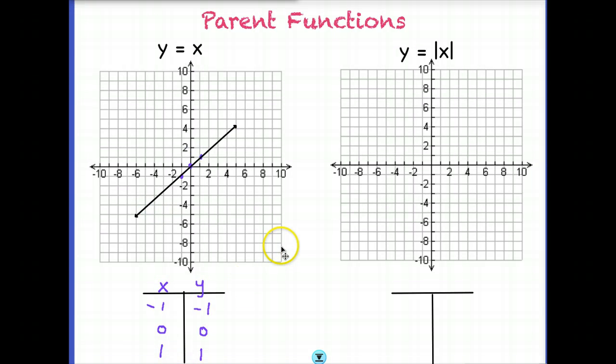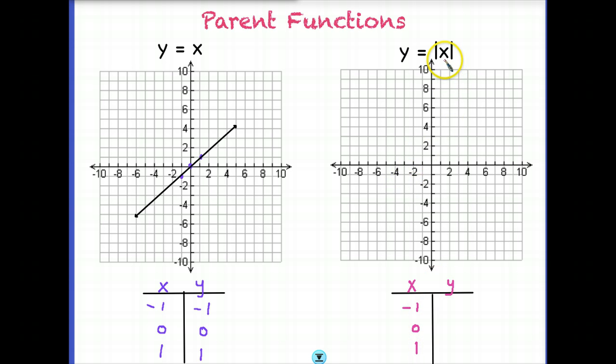Okay, and we're going to compare that to the parent function of our absolute value function, y equals absolute value x. So we'll do the same thing. We'll go ahead and we will come up with some key points. And again, just like we did before, it makes sense to come up with some negatives. So maybe we'll do -1, and then some positives, and also 0, so we can see what our y-intercept is.